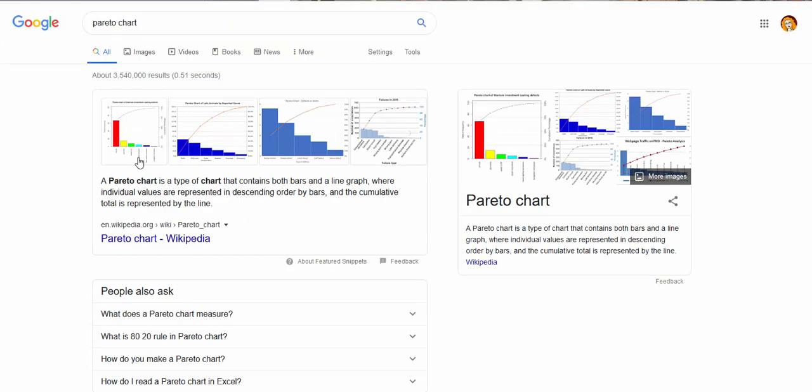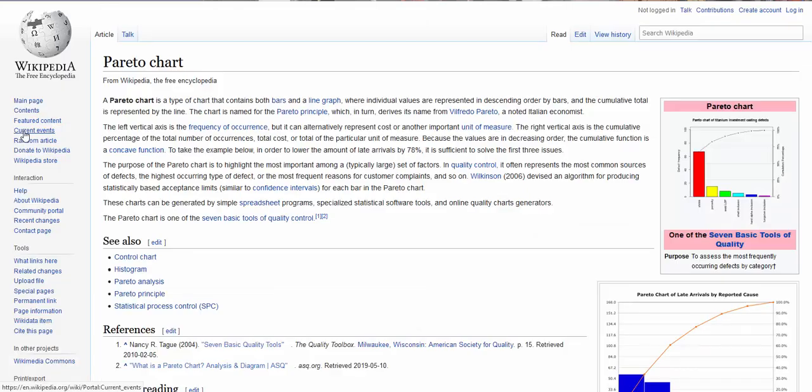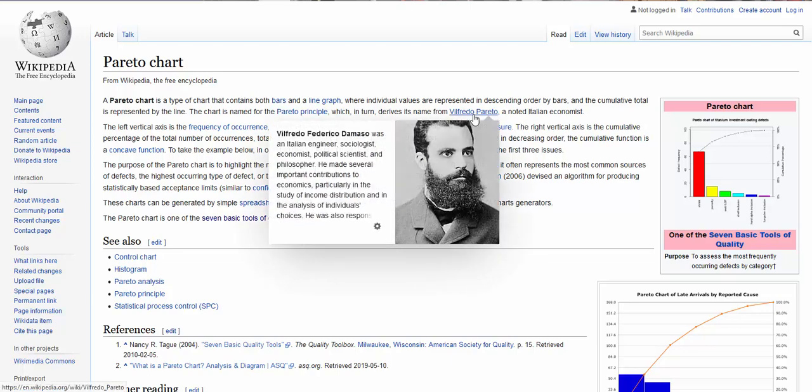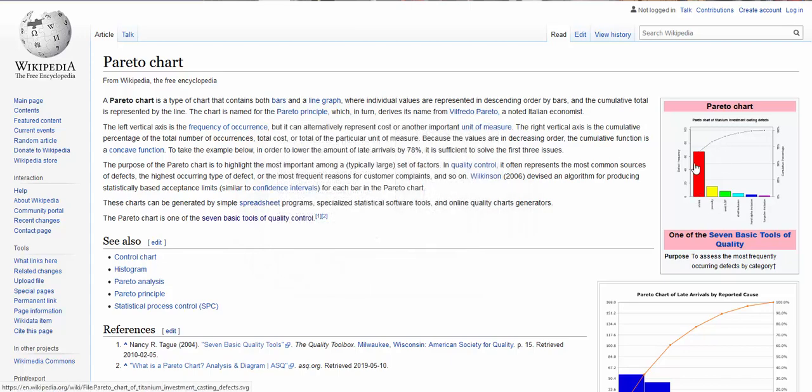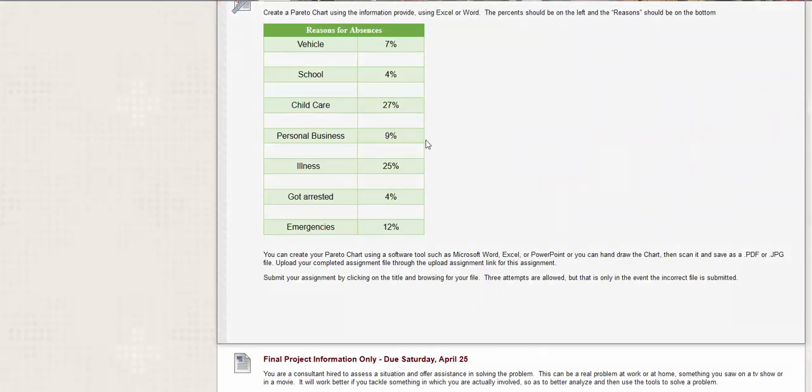All right. So this is a block chart. Okay. And so let's just go to Wikipedia here. This is our good friend. Okay. So it contains bars and a line graph. Okay. And the values are represented in descending order by bars, and the cumulative total is represented by the line. Okay. So there's actually an Italian economist who came up with this, and there he is right there. Thank you, sir. Okay. So what you have to do is take your data and you're going to put it in descending order. Okay, that's the most part.